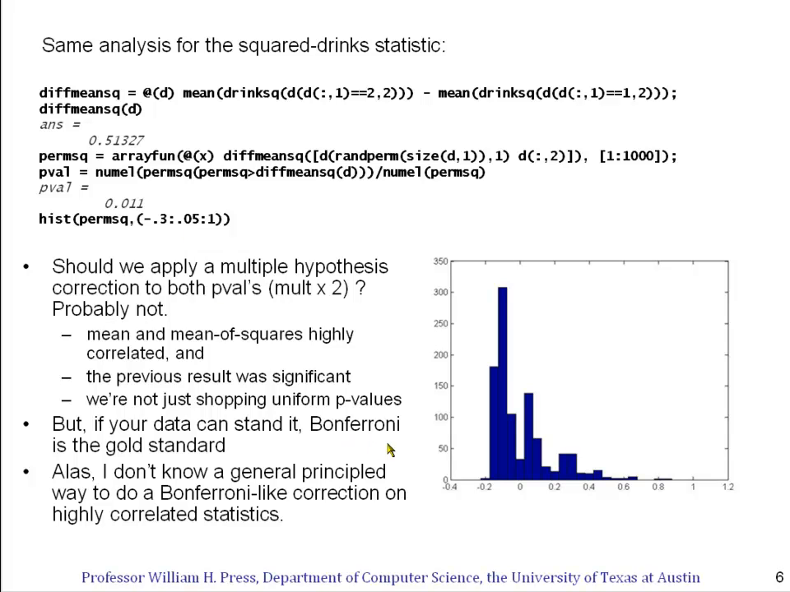On the other hand, if you submitted this to a paper and the referee said you really should apply Bonferroni, you tried two statistics, it would be hard to argue with them, and in this case you would still have a significant result. Unfortunately, I don't know a general principled way to do a Bonferroni-like correction that takes into account that these statistics are highly correlated. It would be good to know such a method.